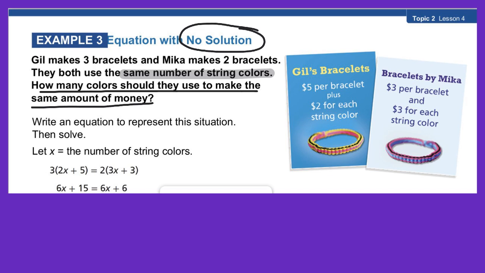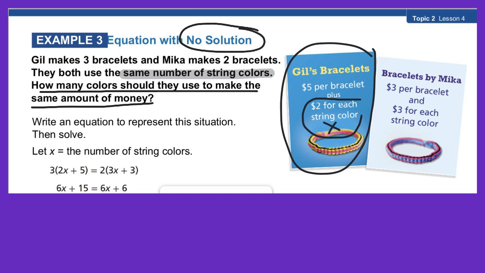Let's start with Jill's bracelets. Here's Jill's data, and it says $5 per bracelet plus $2 for each string color. Because the string color is going to happen over and over again, the string color gets the x, plus a one-time $5 fee. But you also have to remember she did 3 of those. So 2 times the string color plus 5, all multiplied by 3 bracelets.